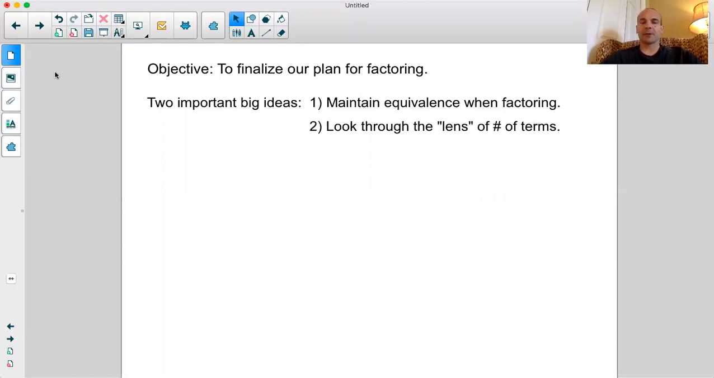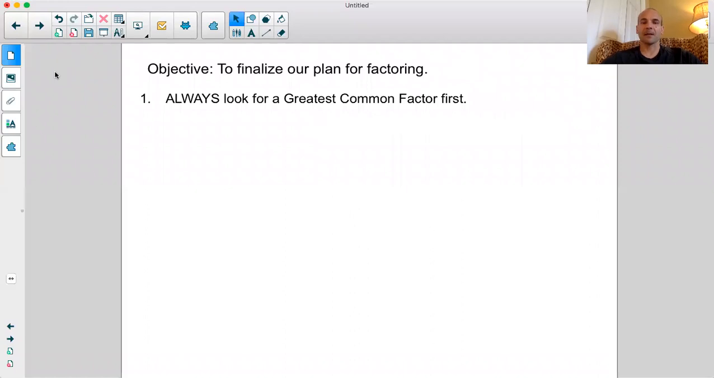Next, I want to encourage you that when you watch someone who is really comfortable factoring, it looks effortless. But the fact of the matter is they've just ingrained this idea that the number of terms in an expression is the lens through which they look to go, what techniques do I have available to me? So that's the way this whole thing is going to be structured.